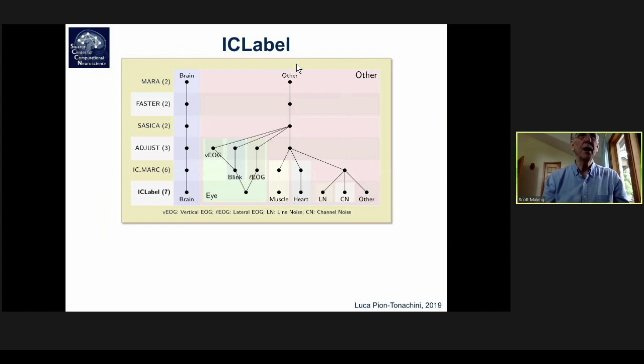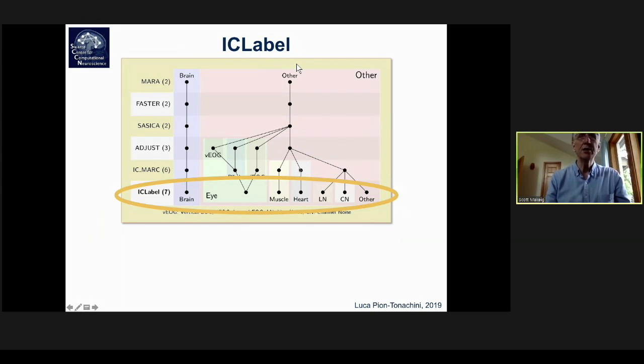this is only, IC label is the 7th or the 6th, well, 1, 2, 3, 4, 5, 6 attempt at creating a plugin for EEGLAB that classifies components. It's the one that classifies the most different types of components. And it's also 10 times faster than ICMARC, which was also a machine learning based algorithm, that came out of Lars Kai Hansen's lab at Danish Technical University.